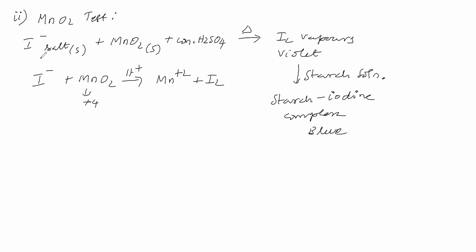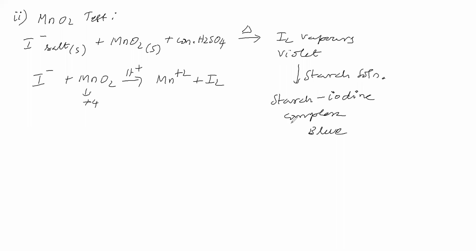In this MnO2 test, you take the iodide salt directly. To this, you add solid MnO2 and concentrated sulfuric acid, and the contents are heated. I minus is oxidized to give iodine. MnO2 is reduced to give Mn plus 2. This iodine is in vapor form and is violet in color. It is passed into starch solution, which is colorless. Starch takes iodine and becomes a starch iodine complex, which is blue in color.